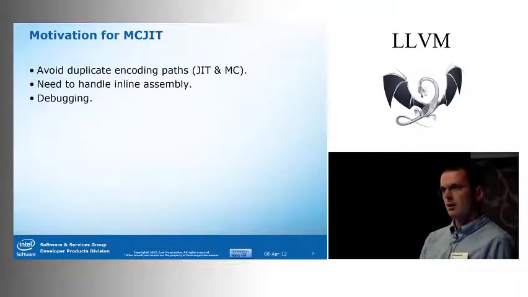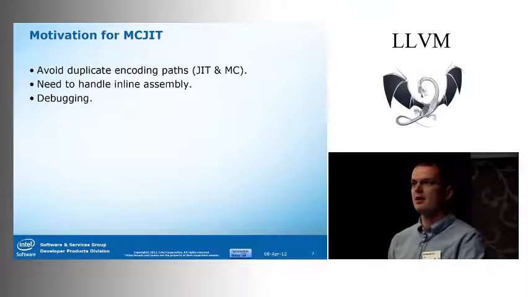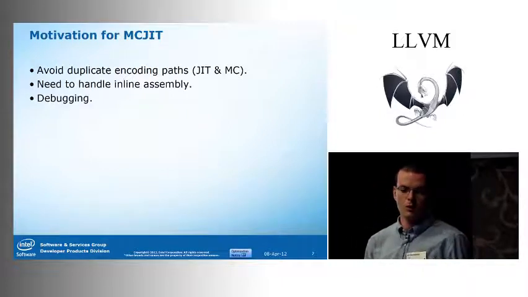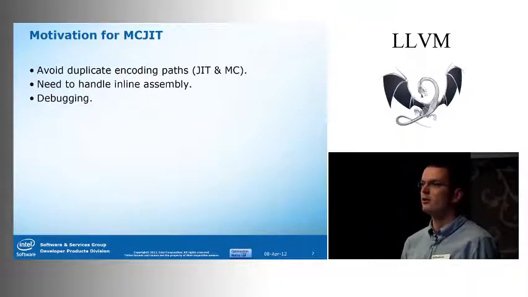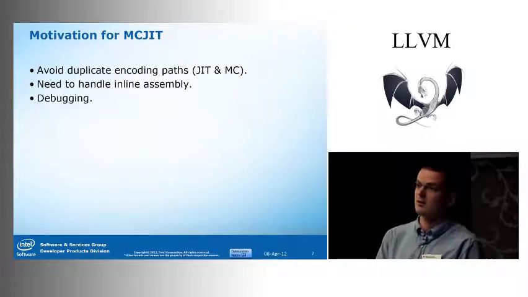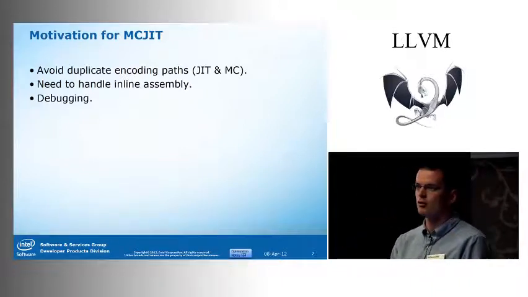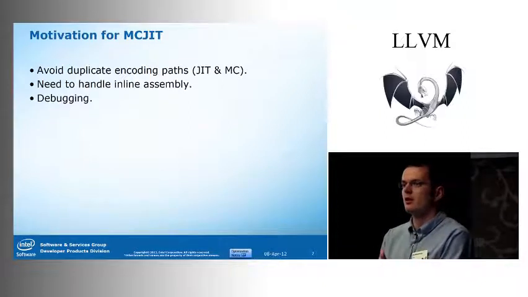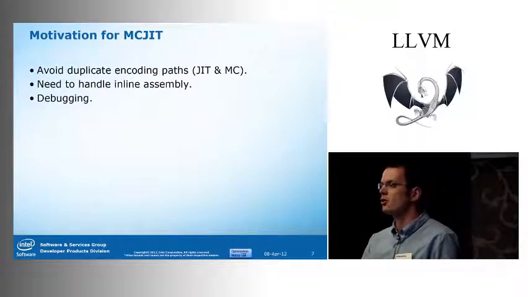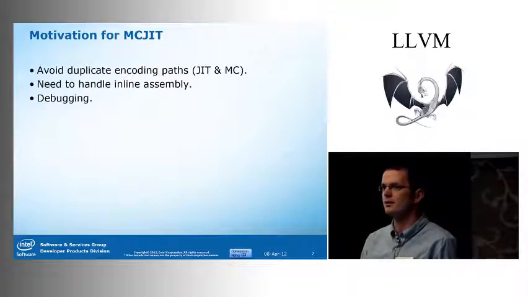So what was the motivation for MCJIT? The first two bullets here are taken from the Apple presentation from the previous developer meeting. One is to avoid the duplicate encoding paths that currently exist in LLVM, one for JIT and one for MC. The encoding, I mean the part that takes codegen instructions and actually says how they're laid out in memory, how instructions are encoded and other addressing modes and all that. A lot of this is currently duplicated.